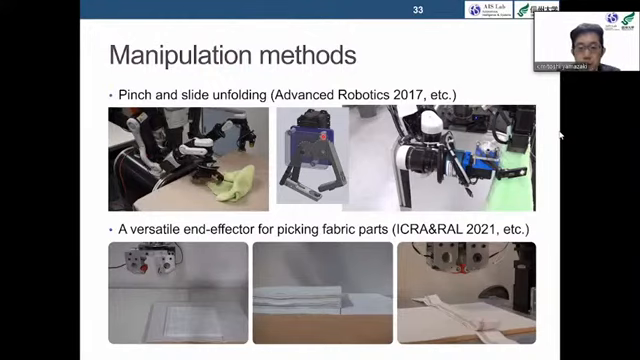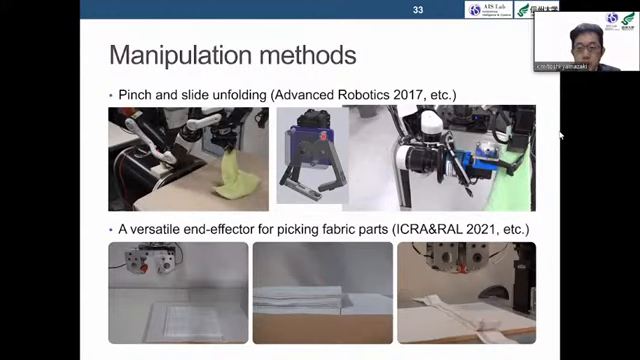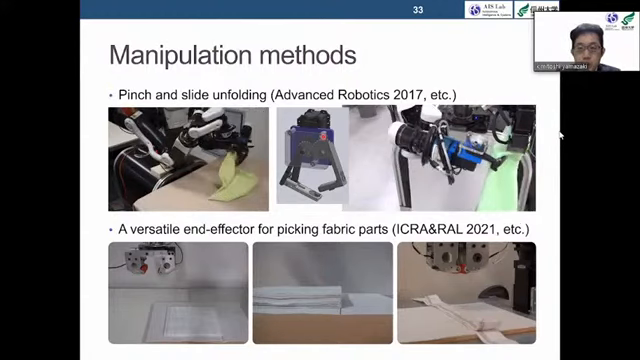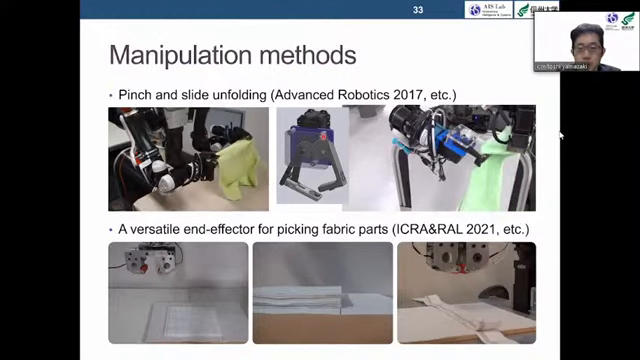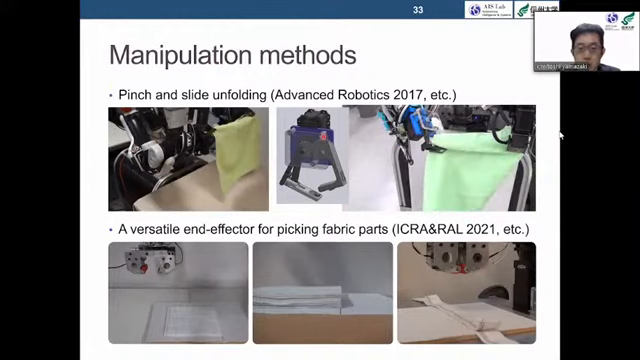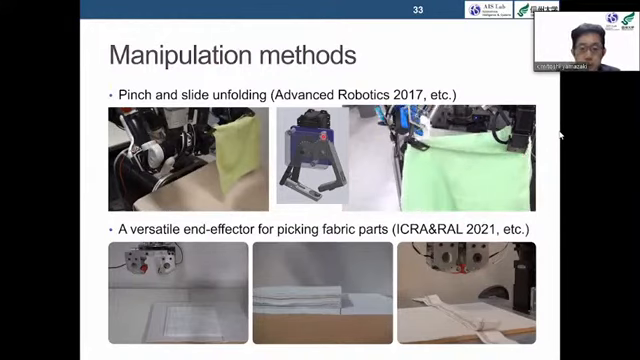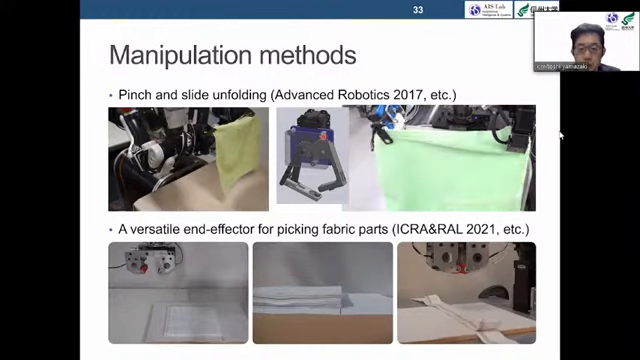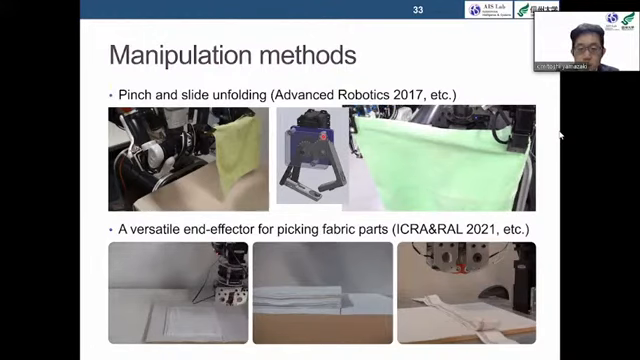The right video shows an end effector for more stable manipulation. It also performs the pinch and slide unfolding, and it can stably manipulate the cloth. As shown in the bottom movies, we are also developing end effectors in collaboration with a manufacturer of industrial sewing machines. It can pick up a single piece of cotton fabric that is thin and easily adheres to each other.